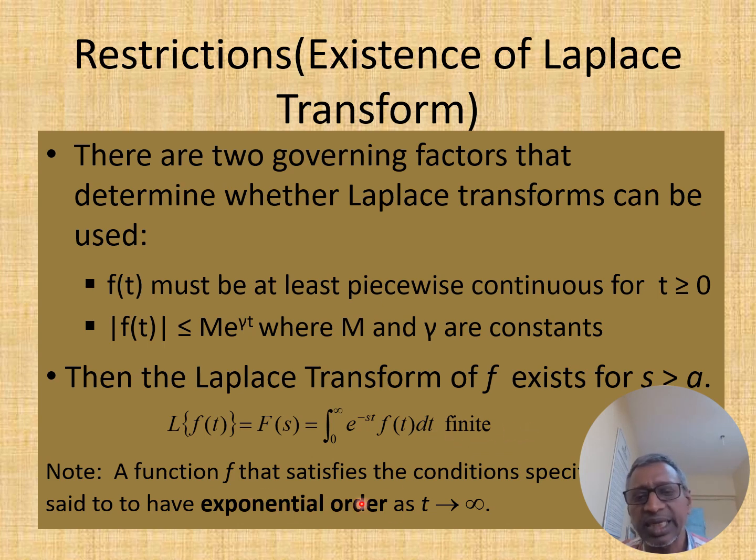So a function that satisfies the special condition, the modulus of f(t) less than or equal to M e^(γt), where M and gamma are constants, is said to have exponential order as t tends to infinity.